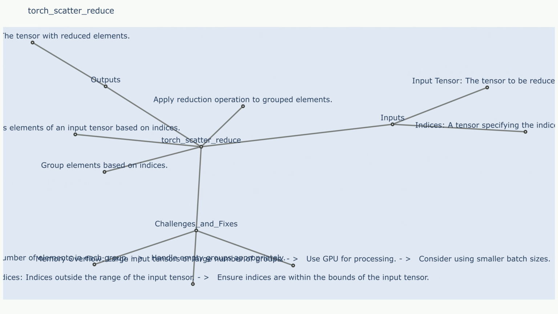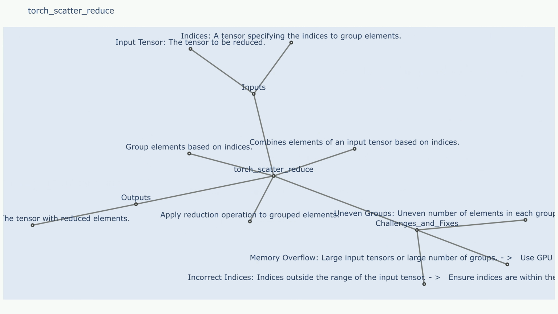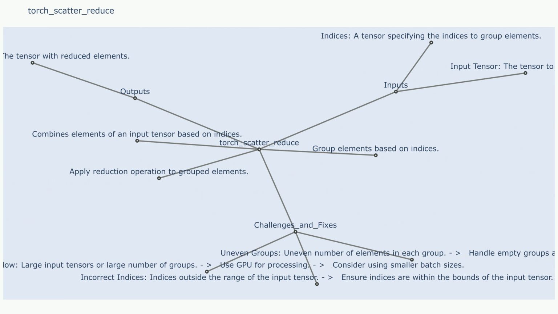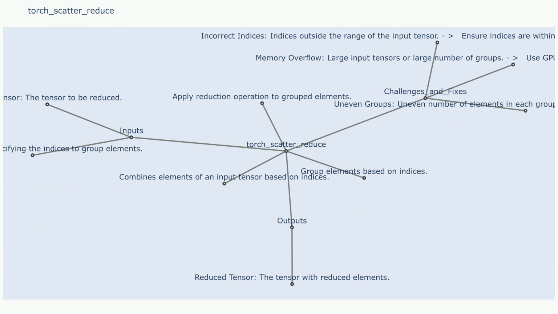Inputs. Input: a tensor containing the data to be reduced. Index: a tensor containing the indices that specify the grouping. It's important that the indices have the same dimensionality as the input and the output tensor. It can be a tensor of integers or a list of integers. Dim, optional: the dimension along which to scatter and reduce. Defaults to all dimensions if not provided. Reduce, optional: the reduction operation to perform. Supported operations are sum, mean, min, max, prod, amean, amax. Defaults to sum if not provided.